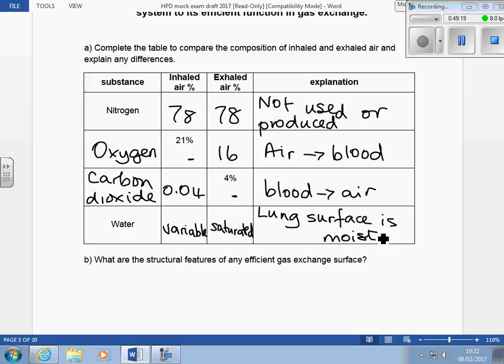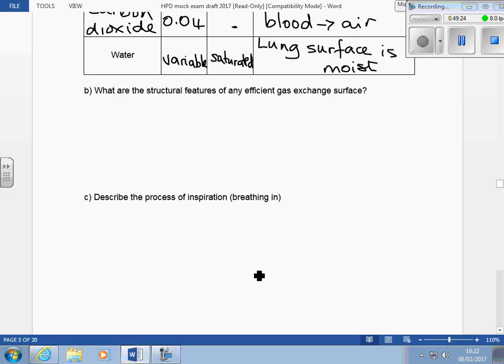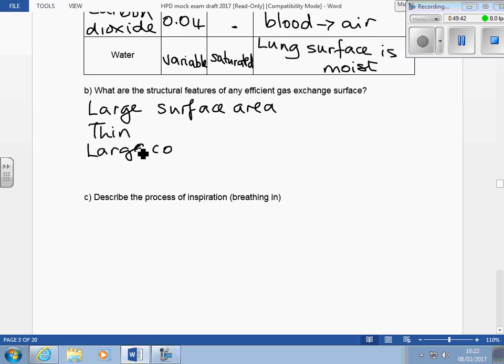All right, now the next bit, what are the structural features of any efficient gas exchange surface? A large surface area, you've got to think Fick's law, haven't you? Thin will be the next one. That's it, so large concentration gradient. We could put moist in again if you like. The presence of water will make it easier for the gases to move, so we can add that on as well.